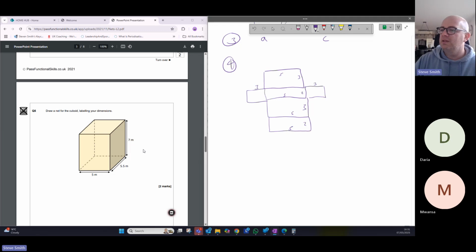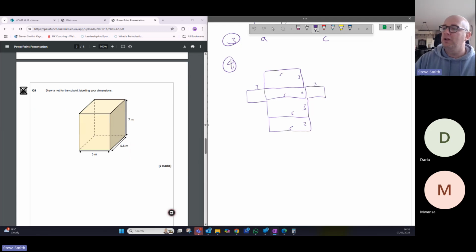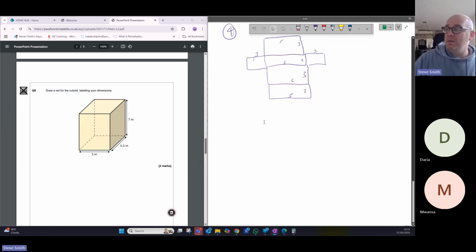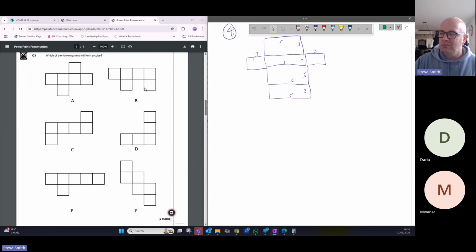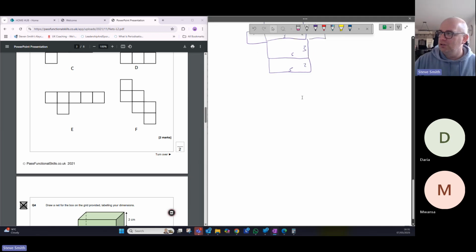Right, let's scroll down. It's asking me to do the same here. Draw a net for this group. So same again, exactly the same again. As much as up here it showed us different options, I'm always going to, oh my gosh, I've scrolled the wrong page.